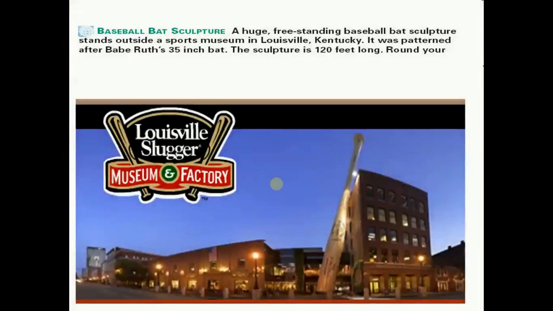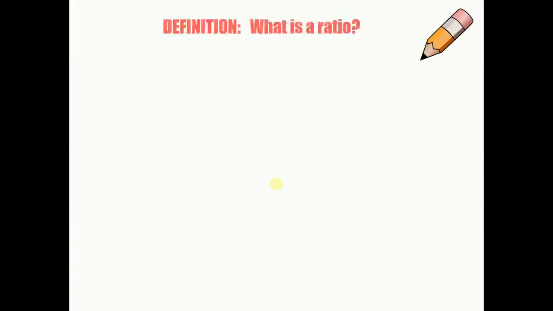So in Louisville, Kentucky, where they make bats, they have this really big bat that's sitting down, and it's patterned after Babe Ruth's 35-inch bat. Now, this sculpture right now is 120 feet long. This is actually proportional to his bat. It's kind of neat how they were able to make that bat the same length if it had been that tall. So how did they do that?